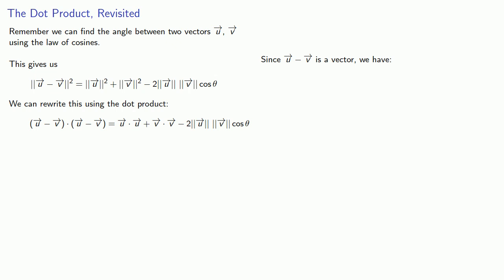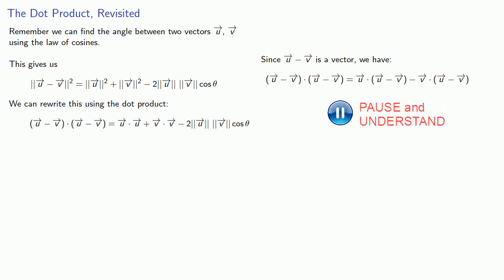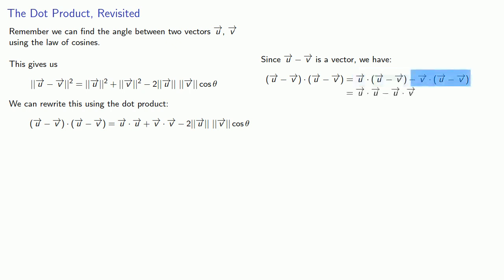Now, since u minus v is itself a vector, then we have this distributive property for vectors. That gives us u dot u minus v minus v dot u minus v. And we can apply the distributive property a second time. And remember that the dot product is commutative, so u dot v and v dot u are the same. And so we can simplify our dot product.